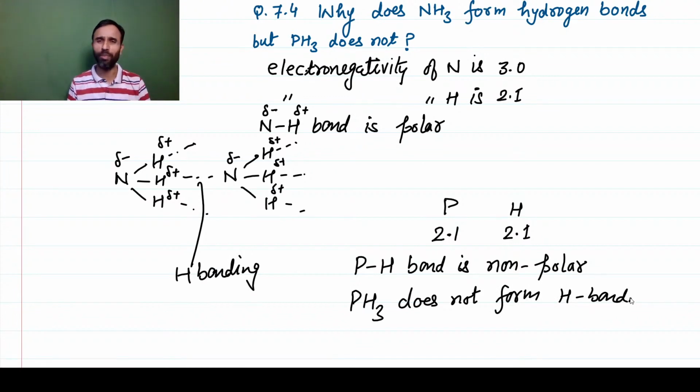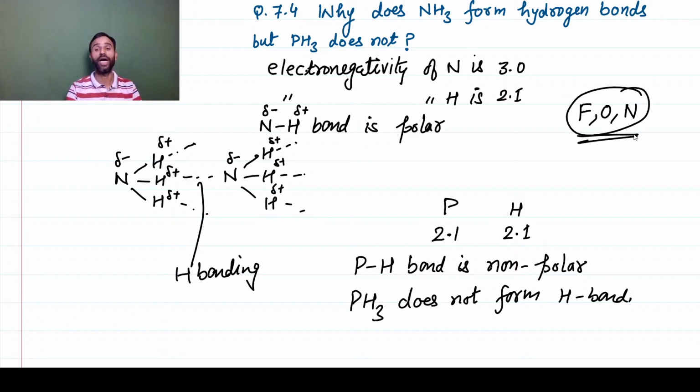Got it? There is a simple case, and when hydrogen is attached to F, O, N, what is the condition of the atom attached? Which is more electronegative and small in size. Hydrogen is attached to an atom which is small in size and higher in electronegativity, and these two conditions are satisfied by only three elements, that is fluorine, oxygen and nitrogen, which can form hydrogen bond.